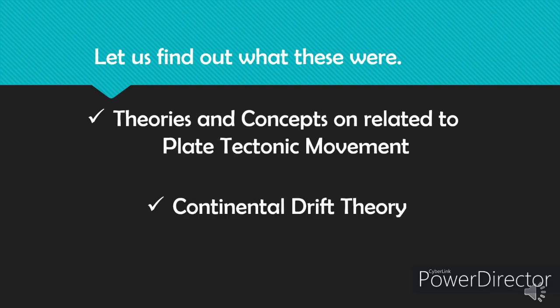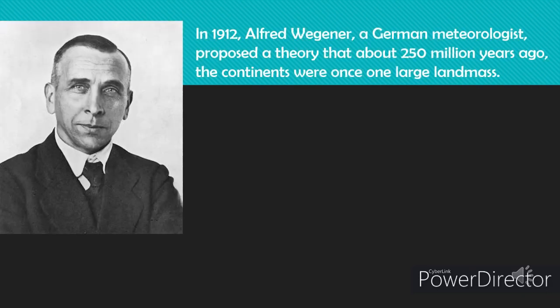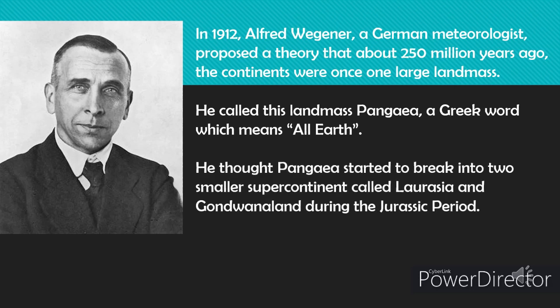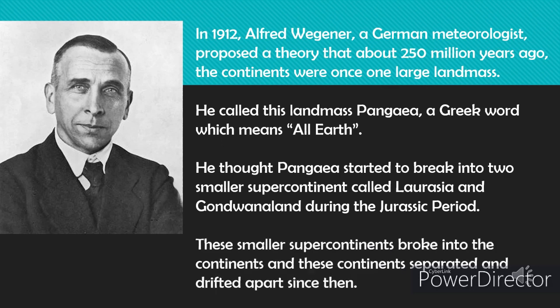Continental drift theory. In 1912, Alfred Wegener, a German meteorologist, proposed a theory that about 250 million years ago, the continents were once one large landmass. He called this landmass Pangaea, a Greek word which means all earth. He thought Pangaea started to break into two smaller supercontinents called Laurasia and Gondwanaland during the Jurassic period. The smaller supercontinents broke into the continents and these continents separated and drifted apart since then.